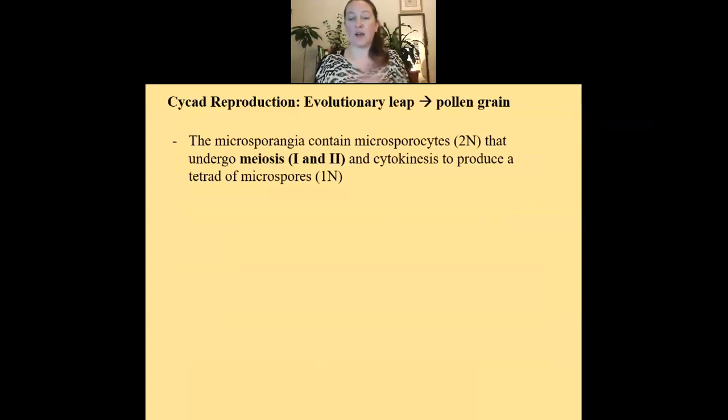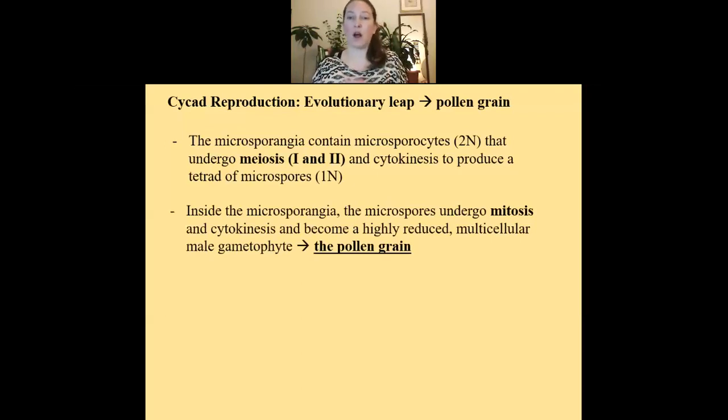So this is another evolutionary leap. When we see reduction in the gametophyte plant along the different divisions of the plant kingdom, every time it gets smaller, it's another evolutionary leap. So in the microsporangia, there are microsporocytes. We're used to that now. The microsporocytes are diploid and undergo meiosis and cytokinesis in order to produce a tetrad of microspores. That part we're used to.